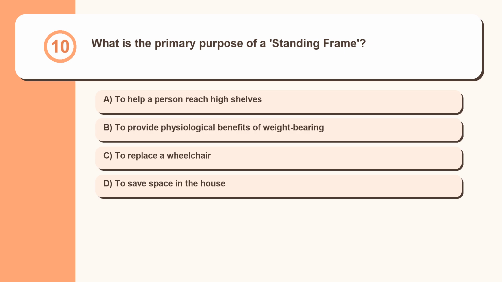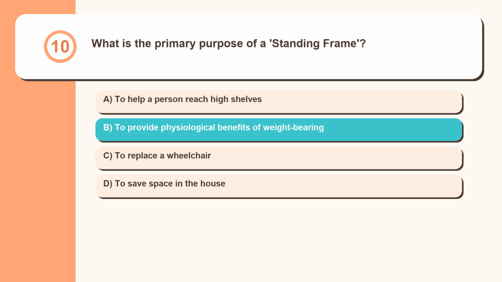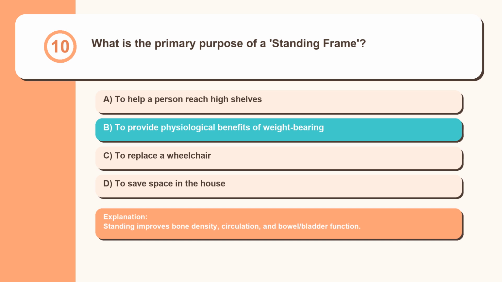Question 10. What is the primary purpose of a standing frame? To help a person reach high shelves, to provide physiological benefits of weight bearing, to replace a wheelchair, to save space in the house. Standing improves bone density, circulation, and bowel and bladder function.